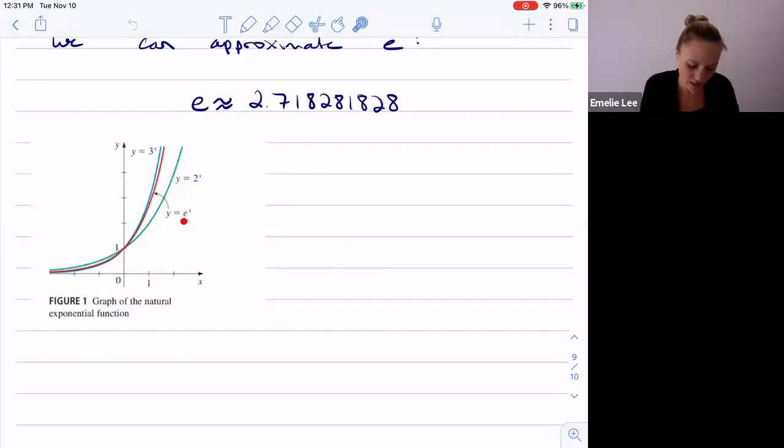So what happens is y equals e to the x. Well, e is somewhere between 2 and 3, right? And so 2 to the x, and it's going to be closer to 3 to the x than 2 to the x, right? And so notice that all of these go through (0, 1). And so it has this exponential growth with a base of 2.71828.